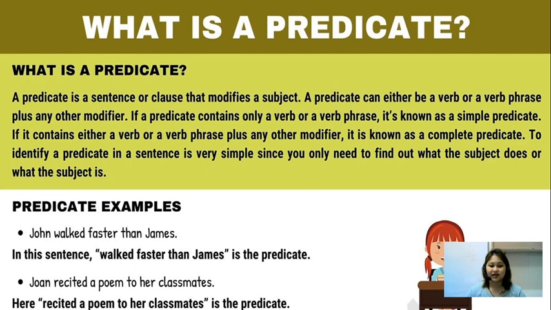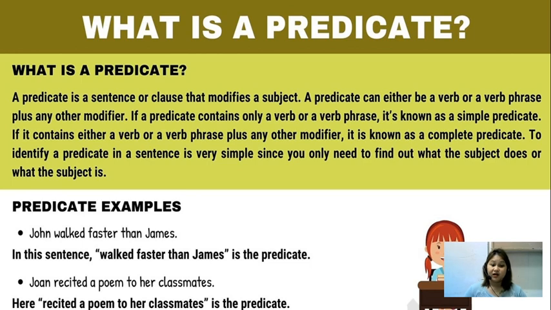So things like that. Okay, so here, it is defined in the English language that a predicate is a sentence or clause that modifies a subject. And then you are given examples like John walked faster than James.